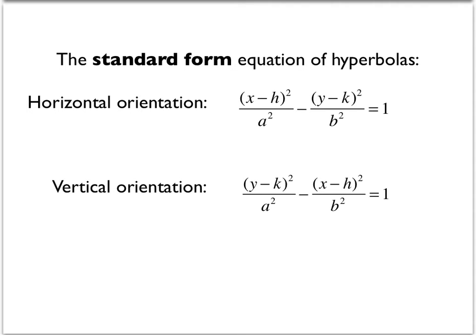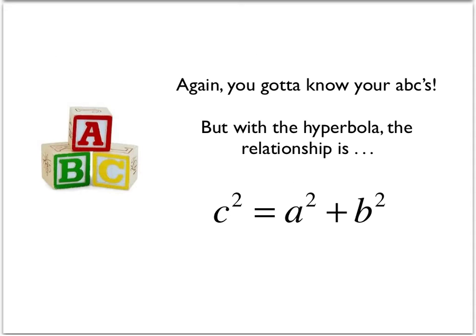Again, we're trying to get it in this form. Start doing some graphing. Once again, you got to know your ABCs when we graph these conic sections. With the hyperbola, though, it's a little bit different. This time it's c squared equals a squared plus b squared. So that tells the relationship between the foci and the vertices, as we saw when we did ellipses. So slightly different. This is the same as the Pythagorean theorem, as you might recognize.